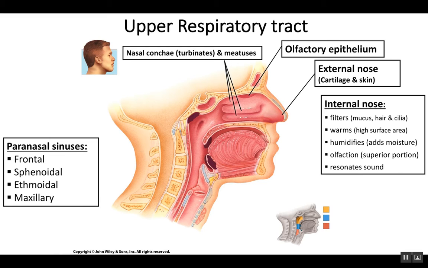Located surrounding the nasal cavity are the paranasal sinuses. Your frontal bone has a sinus. Your sphenoid bone has a sinus, or sinuses actually. Your ethmoid bone has sinuses, not shown. So do your maxillary bones, not shown. But these paranasal sinuses are air-filled cavities lined with mucous membranes, very similar to the mucous membranes of the nasal cavity.